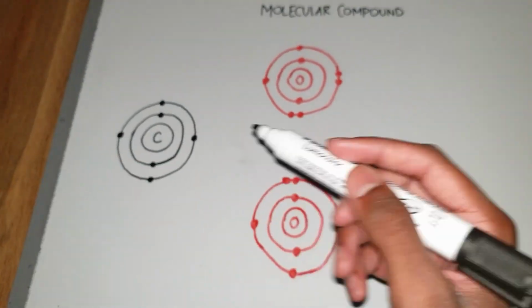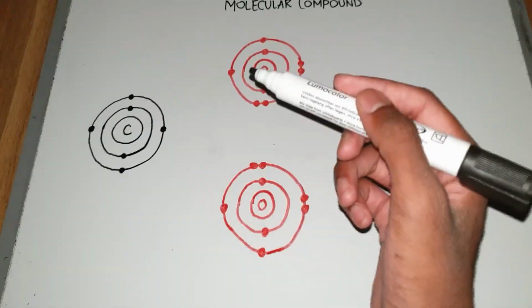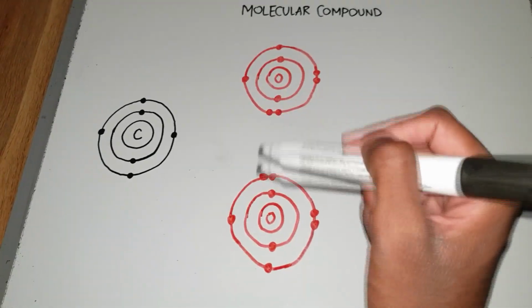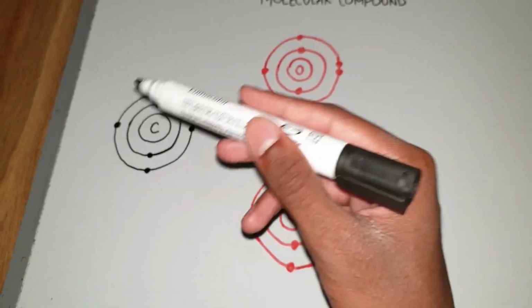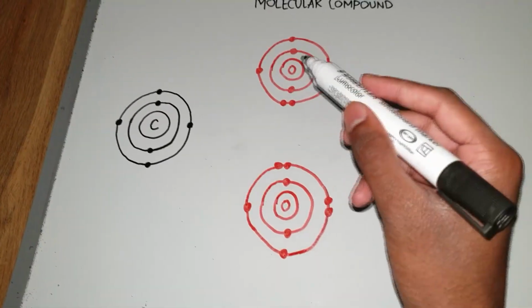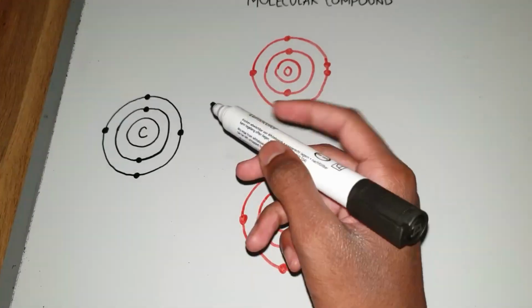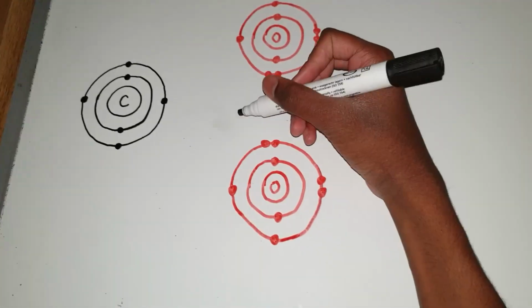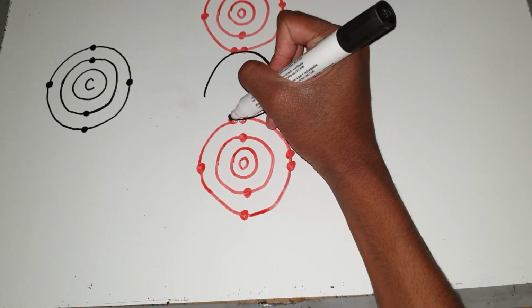So in this case, just like in the previous example with the ionic bonding, we need 2 oxygens because to effectively share all 4 of carbon's outermost electrons, we need two oxygens because oxygen can only take two electrons. So in this case, the sharing is going to be as follows.